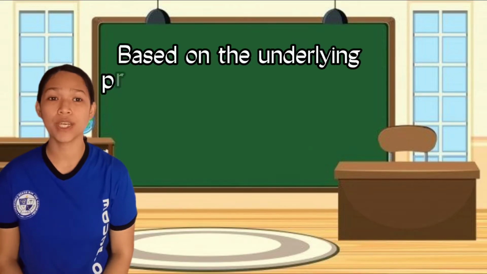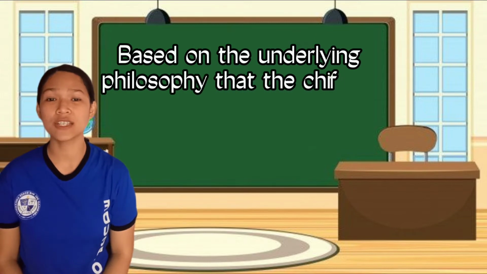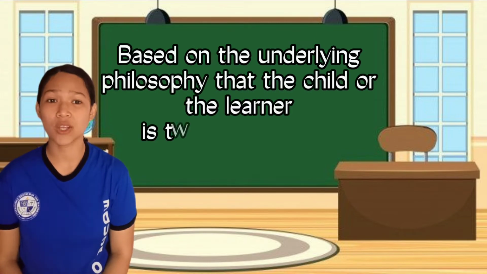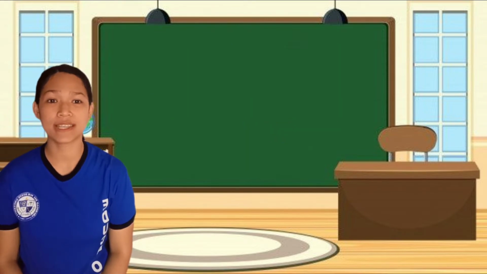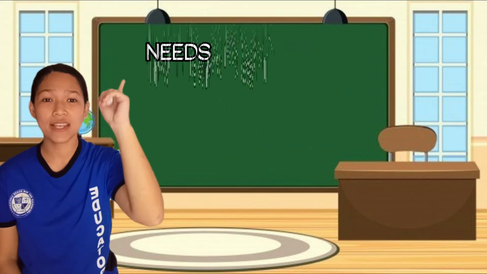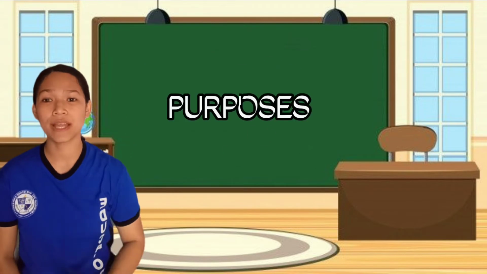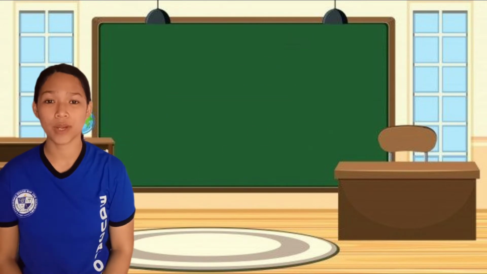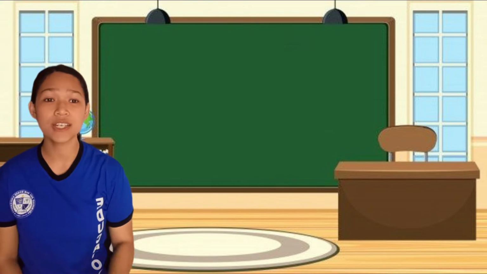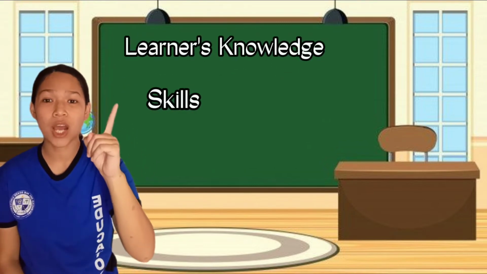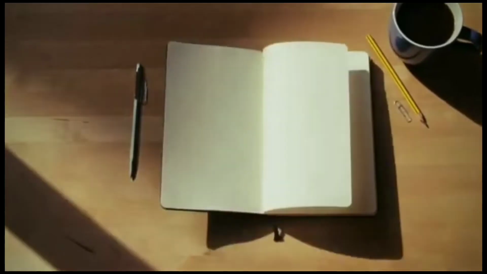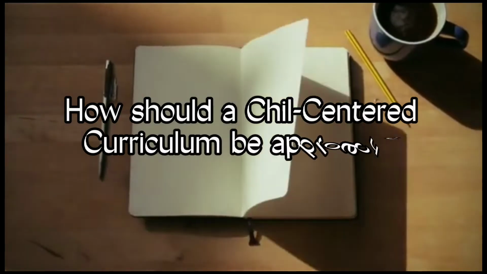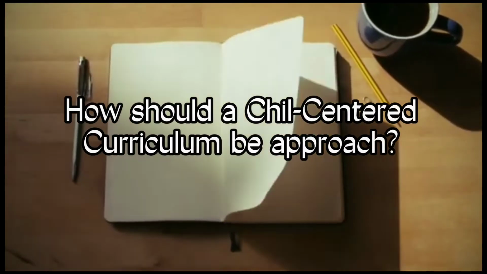This approach to curriculum design is based on the underlying philosophy that the child or the learner is the center of the educational process. It means that the curriculum is constructed based on the needs, interests, purposes, and abilities of the learners. The curriculum is also built upon the learner's knowledge, skills, previous learnings, and potentials. From its design, how should a child-centered curriculum be approached? Let us consider these principles.